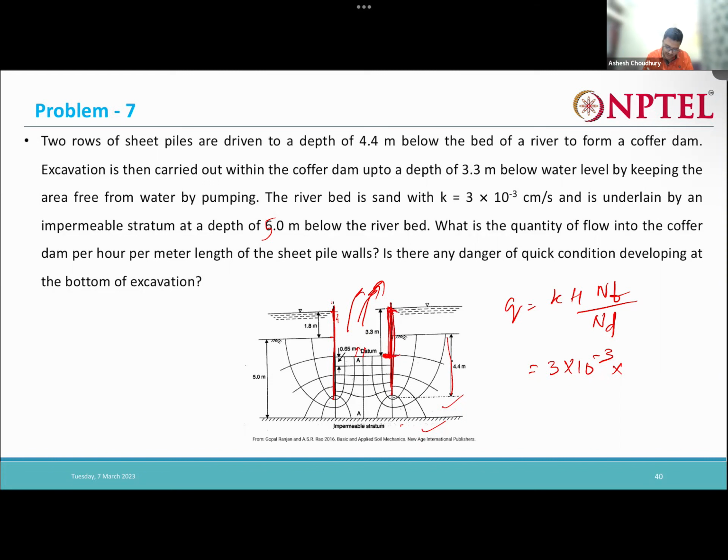See, here also the head is there, right? At this point also, you just calculate this total head. Water will be entering through this side, so the total pressure of water will be there. It will be 3.3 only.